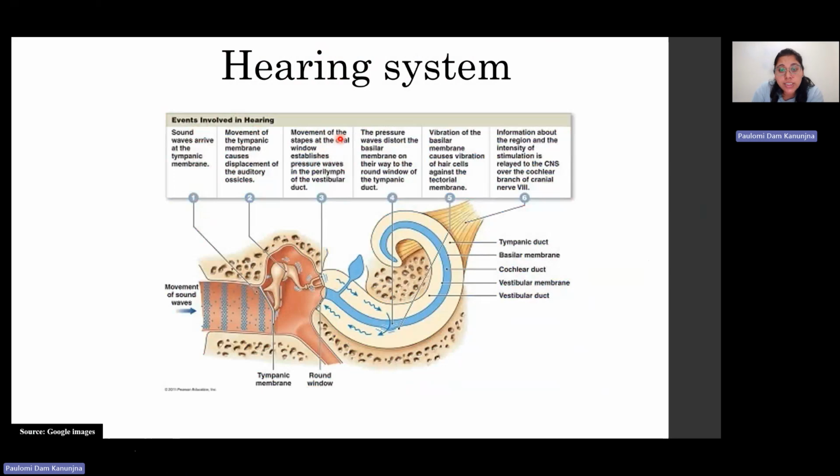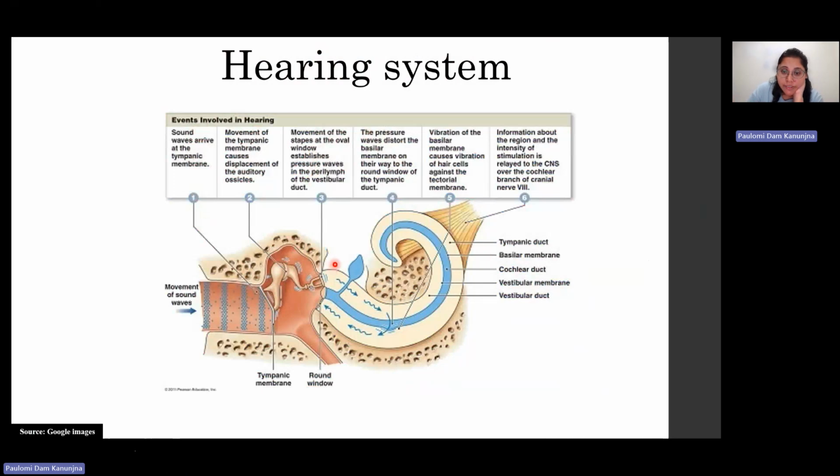Now, as your bones, malleus, incus, stapes move, the last one, which is stapes, as it moves at the oval window, it establishes pressure waves in the perilymph of the vestibular duct. So this is a duct. As it moves, it starts waves here. These have generated waves, so they are now moving further.